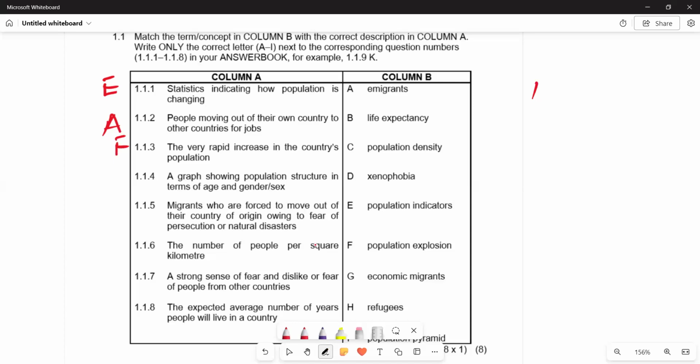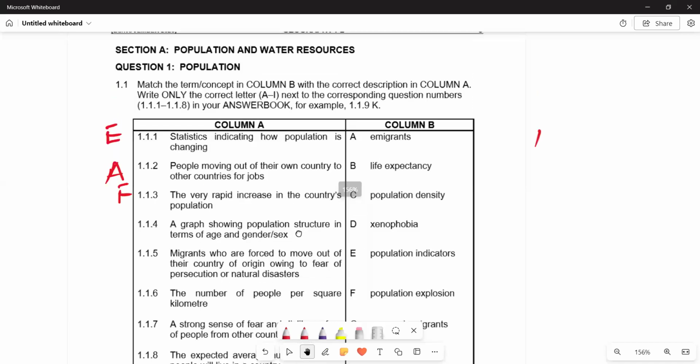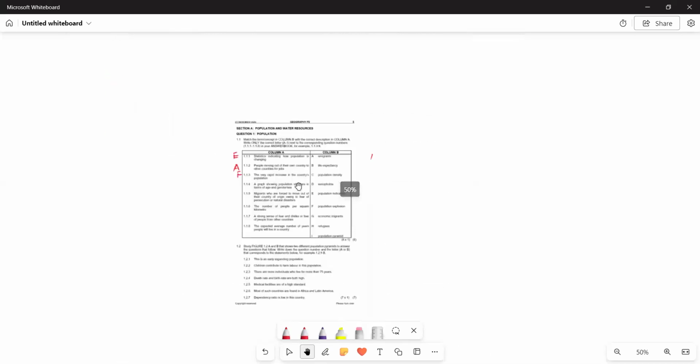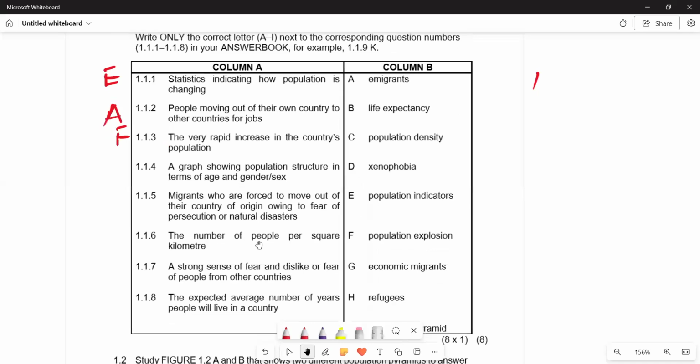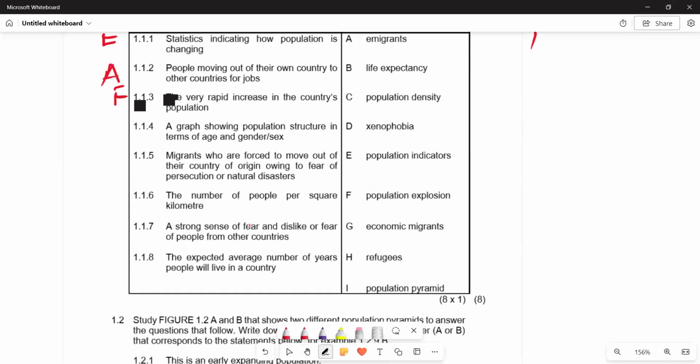Then 1.1.4, a graph showing population structure in terms of age and gender or sex. We go again and try to choose the most appropriate response that we have there. The last one that we have is population pyramid. It explains a graph showing a population structure in terms of age and gender or sex. So it's I on 1.1.4.